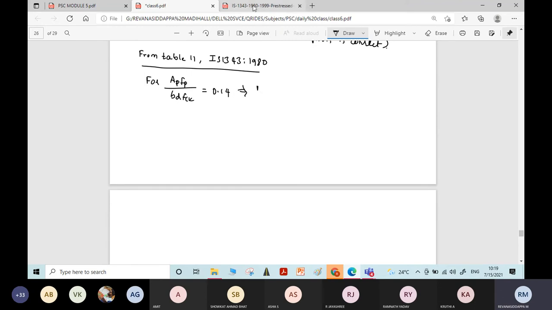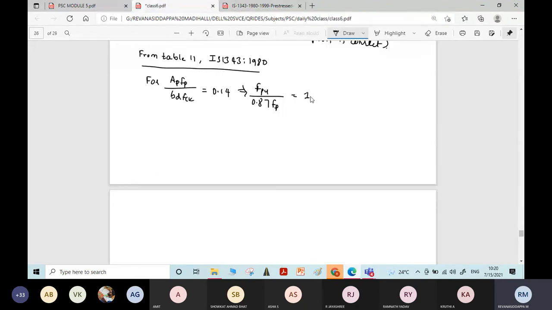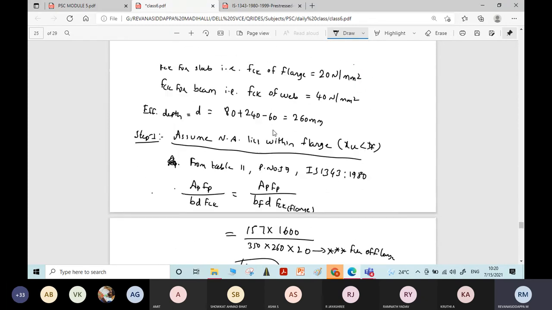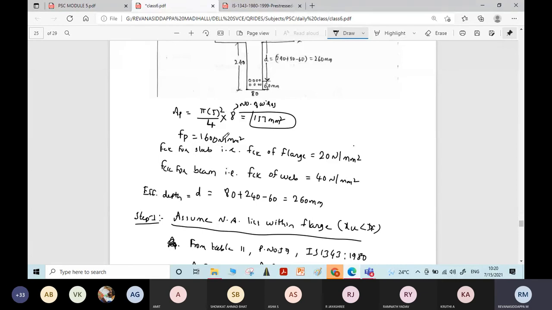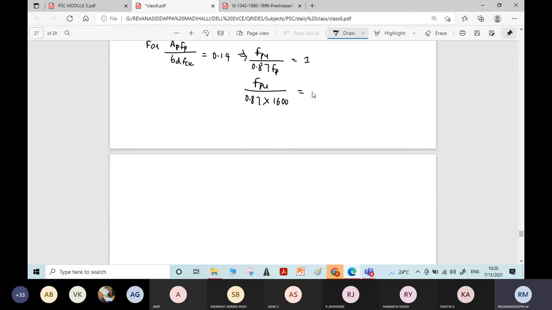Corresponding, what is this? fpu by 0.87 fp. Corresponding fpu divided by 0.87 fp is equal to, just refer to the table. We need it for 0.14; for 0.10 it is 1, for 0.15 it is 1. Obviously for 0.14 it will be 1 only. Therefore fpu divided by 0.87 fp, where fpu is the ultimate tensile strength that is given. How much is it given as? It is given as 1600 Newton per mm square. Therefore 1600 is equal to 1. By this, you will get fpu.